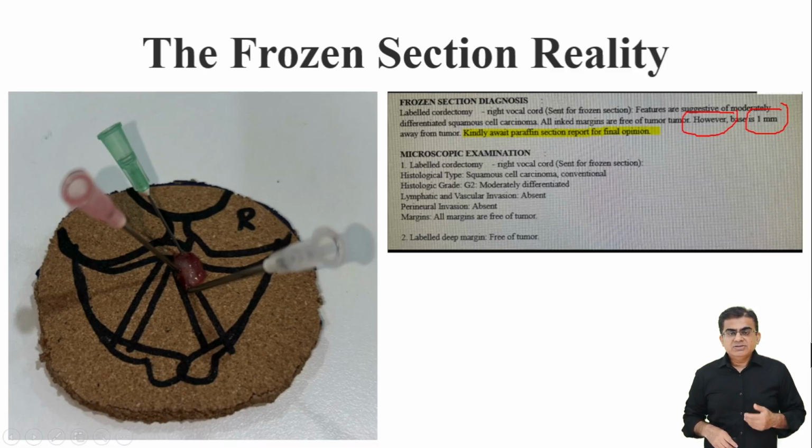Finally, look at the bottom section showing the final microscopic examination. The permanent paraffin section safely confirms that all margins, including the separate deep margin, are absolutely free of tumor. This final permanent report is the ultimate proof that your surgical resection was completely safe.